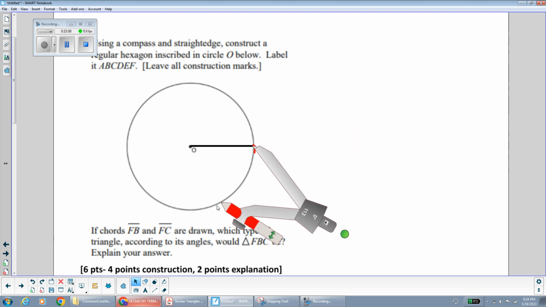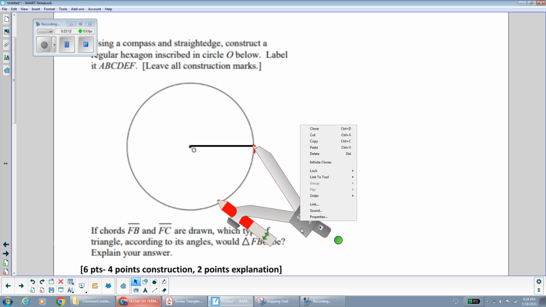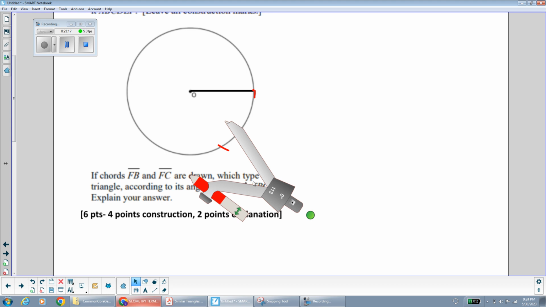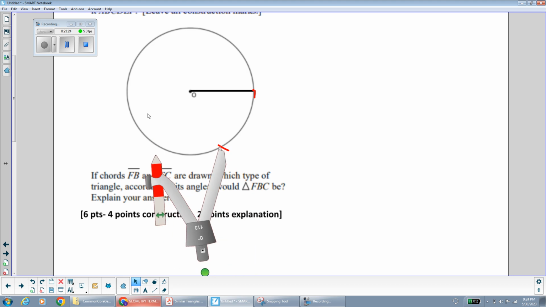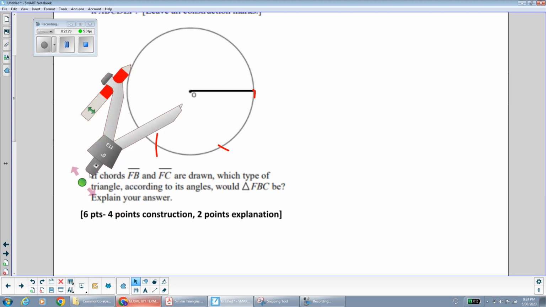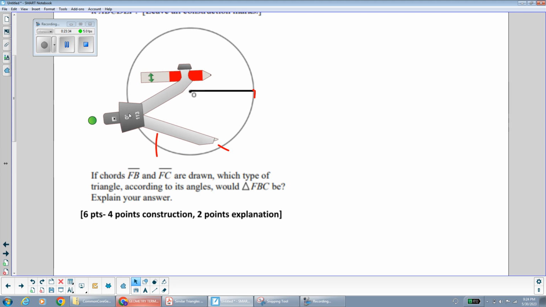And then, without changing the distance that I just measured, I'm going to make an arc so that I intersect the circle. Then I'm going to take my compass and move over to that point. And without changing the distance that I measured before, I'm going to intersect the circle. And I'm going to keep going around.